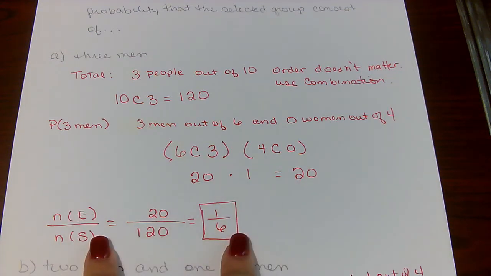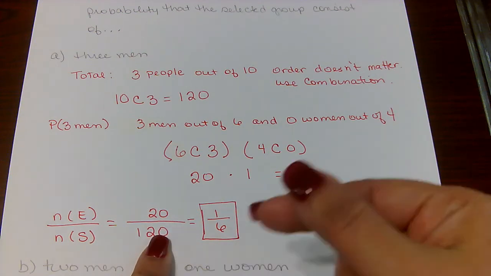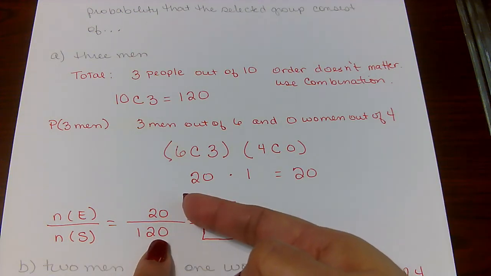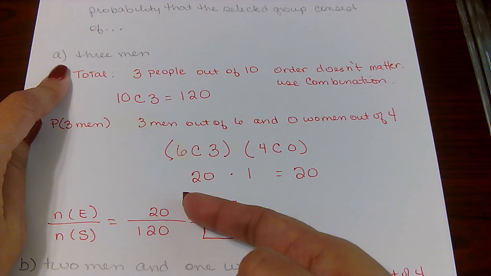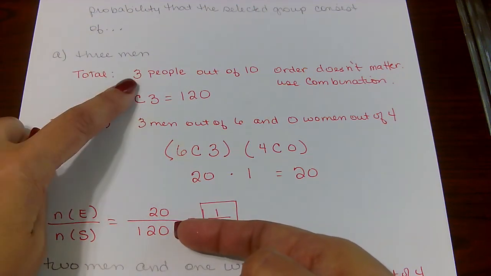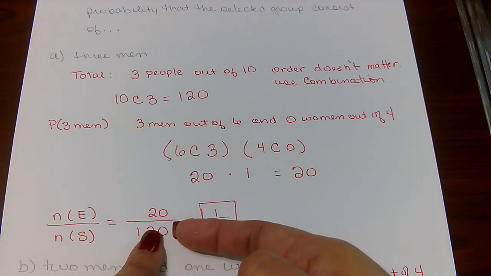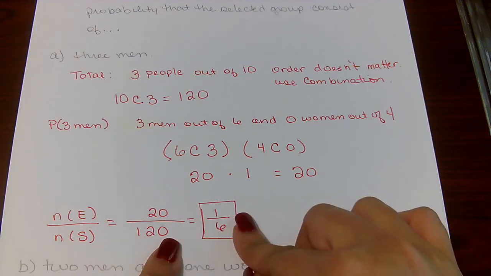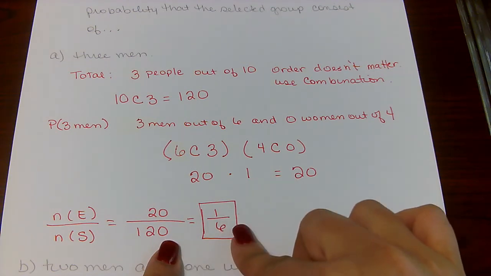But remember, a probability is a fraction, so we have 20 ways for 3 men to be chosen, and the total number of ways that 3 people can be chosen out of 10 is 120. The probability of choosing 3 men out of 10 people is going to be 1 out of 6.